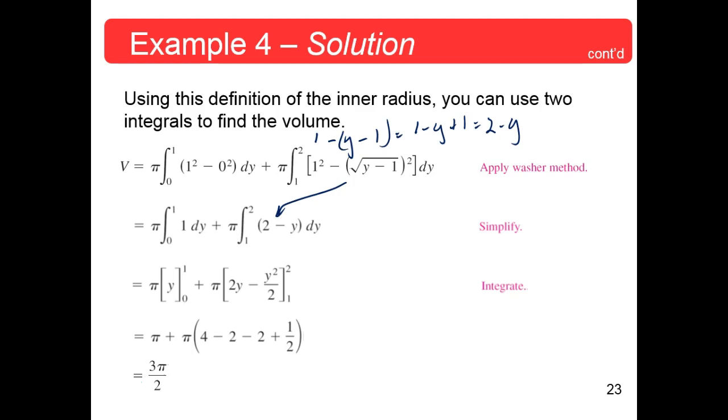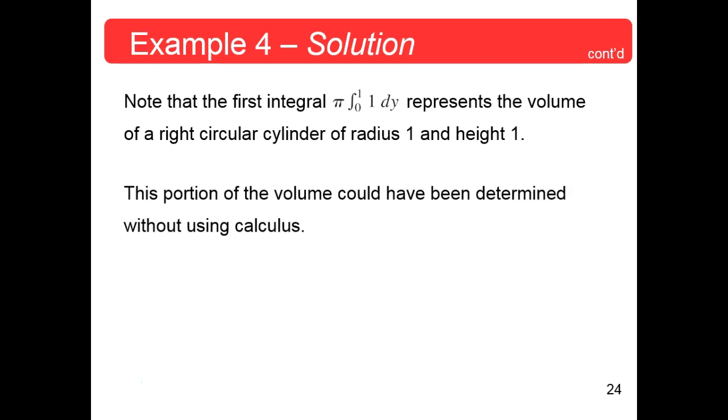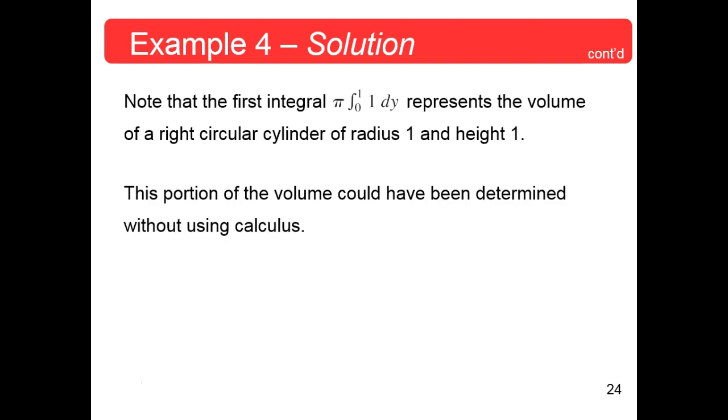I know I skipped too much there. Need it seen a little slower? Want me to go back and do it? You okay? All right. Now, notice that the first integral represents the volume of a right circular cylinder of radius 1, height 1. The portion of the volume could have been determined without using calculus. Which I said I wouldn't have even bothered with calculus.